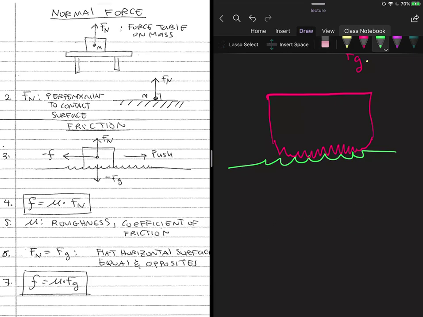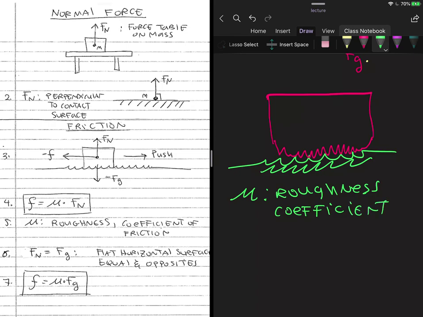The first one is how rough the floor is. So just how rough the floor is here. That is going to be defined by a number called the coefficient of friction. And it's going to have the Greek letter mu. So we can call this the roughness, or how rough the floor is. But the technical name for it is the coefficient of friction. So that's one part.